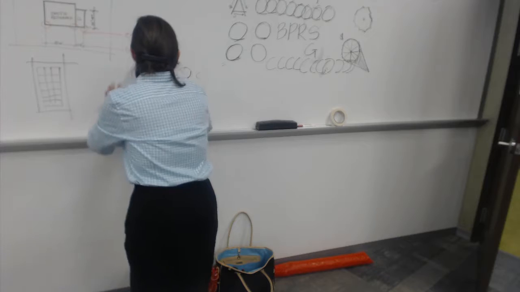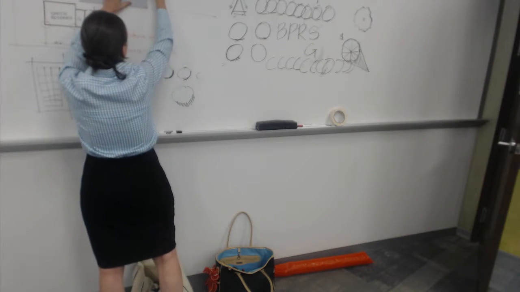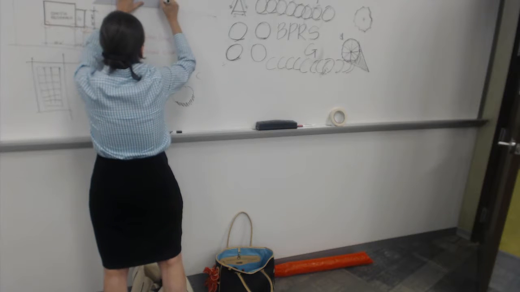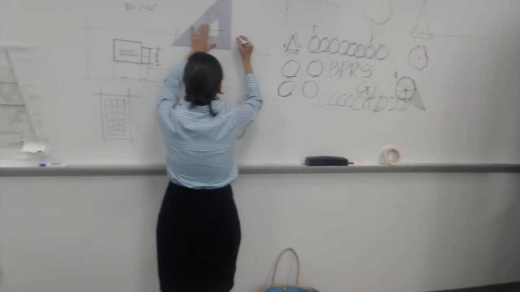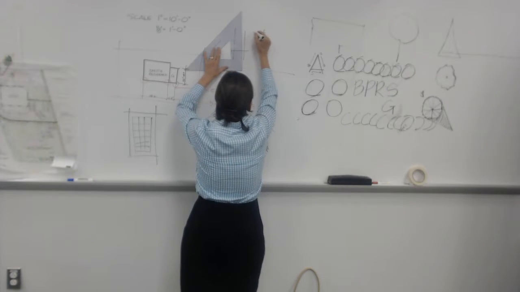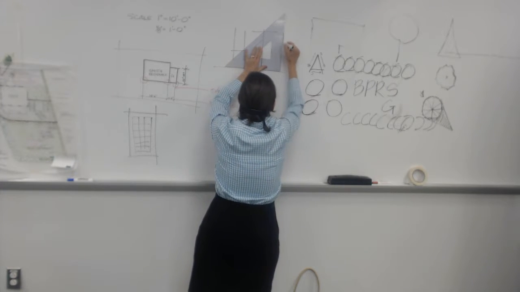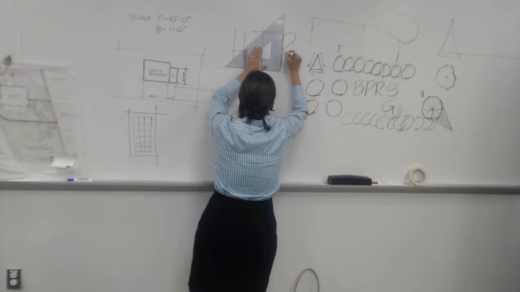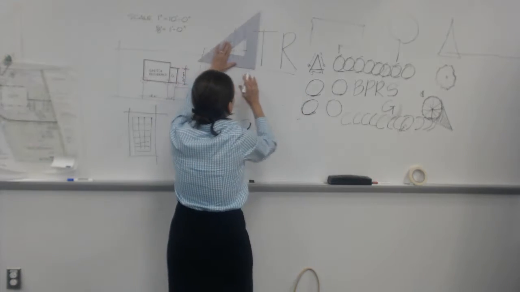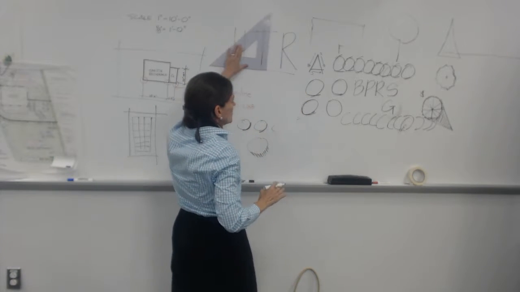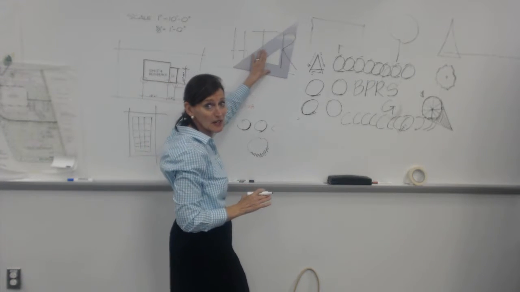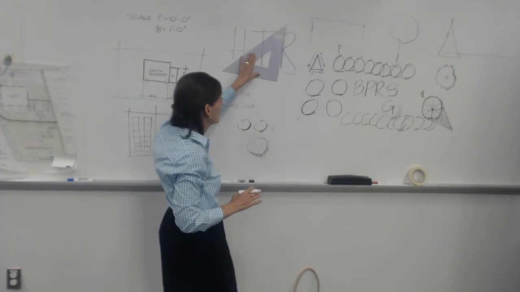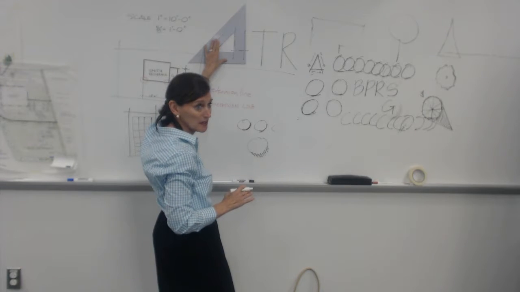Use your triangle. Here's my T-square. Use your triangle for all your horizontals, verticals. So you're still using the T-square, you're just keeping your left hand on the triangle. You're going to become best friends, and you're just going to stay right there on the T-square, or the Mayline if you have a Mayline at home.